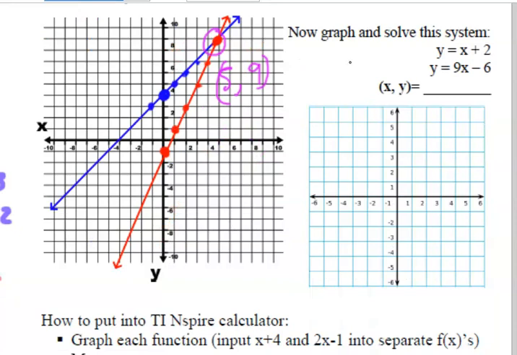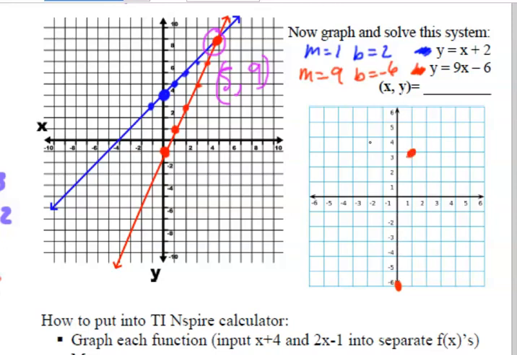And now let's look at this example. y = x + 2, we'll say that's blue. m = 1, b = 2. And then our red equation, y = 9x - 6. m = 9, b = -6. So let's graph these. Let's start at -6, up 9, over 1.